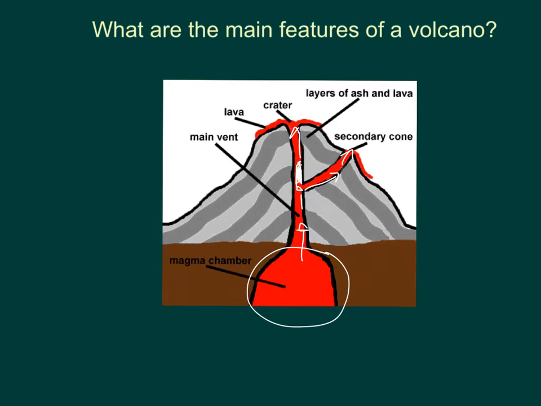The other features of the volcano are the actual lava that is emitted from the volcano during its eruption, and there are also the eruptive products such as layers of ash and lava. So over time, when the ash is ejected, the lava is ejected, it's going to drop to the surrounding area and it's going to build up on top to make the sides of the volcano. So the key features are a magma chamber, the main vent, the secondary vent, the crater, and then the actual layers that make up the volcano.